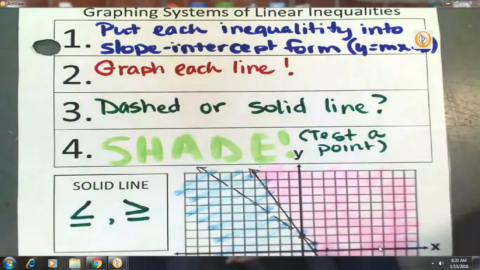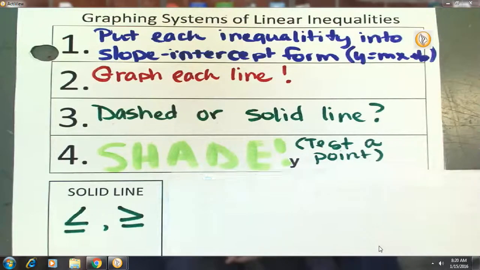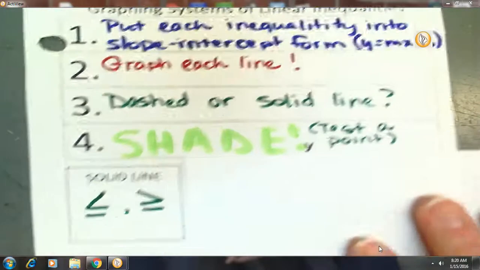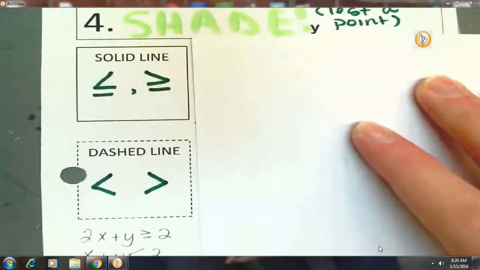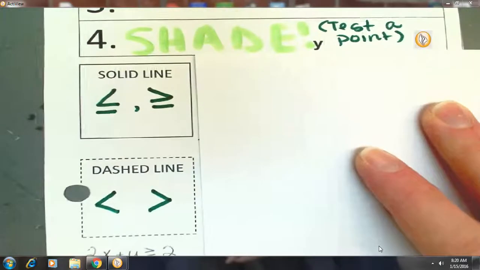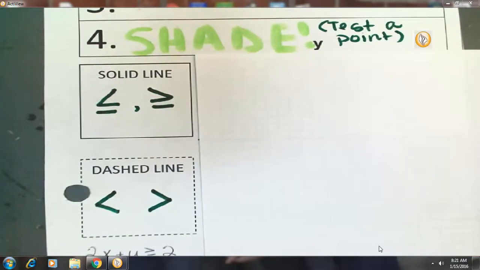So let's talk about dashed versus solid line. Hopefully you remember this. We've done at least some graphing like this before. We're going to use a solid line if we have the symbols less than or equal to or greater than or equal to. We'll use a dashed line if it's less than or if it is greater than.